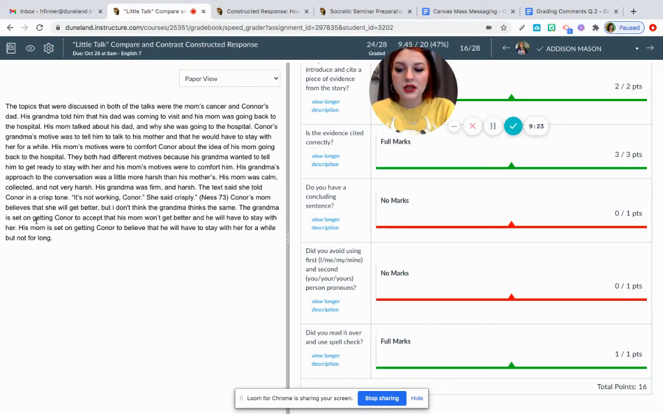The grandma is set on Connor to accept that his mom won't get better and that he will have to stay with her. His mom is set on Connor to believe that he will have to stay with her for a while, but not for long. Great. So she's just missing that conclusion sentence. She could say, Connor's mom deals with the situation in this way with this tone. Connor's grandma deals with the situation this way with this tone. Boom, done. Right? So that is the little talk, compare and contrast versus constructed response.